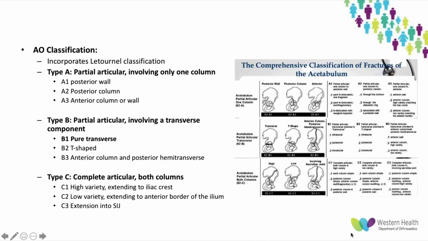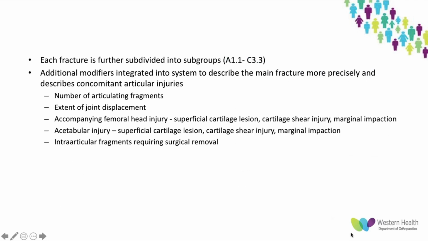The other classification that exists for acetabular fractures is your AO classification. This does incorporate the Letournel classification. There are 3 types: type A being partial articular, which involves one column; type B has partial articular involving a transverse component; and then type C involves both your columns. Each of these types is then further subdivided into subgroups based on comminution of the fracture.